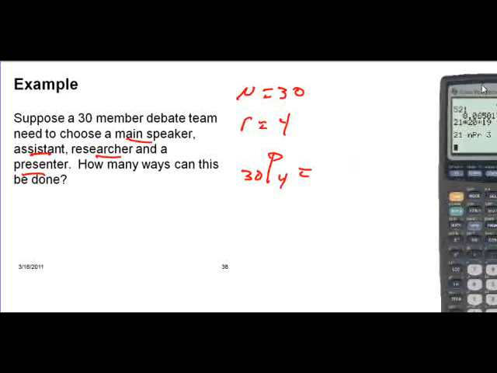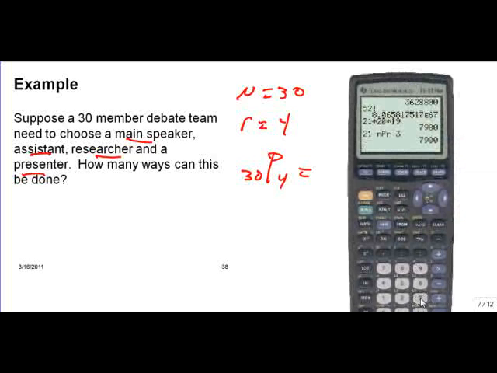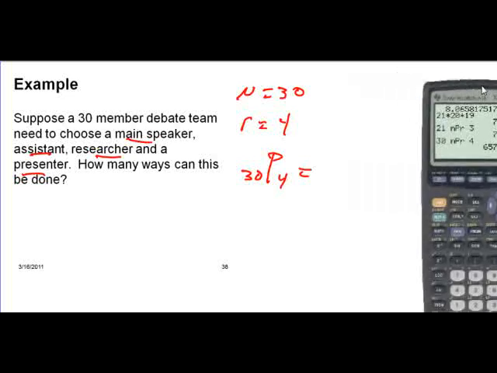So again, to compute this, we just go 30 math PRB for nPr, menu option 2, and then 4 and press enter. So we get 657,720. So that's the number of ways that from 30 people we can fill these 4 slots.